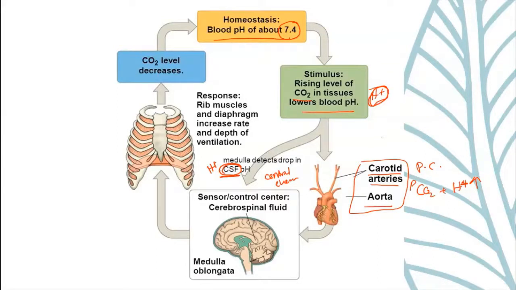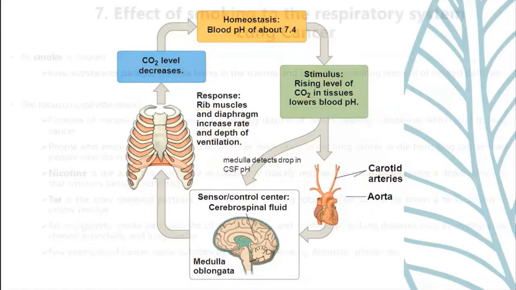Okay, so this is then sent to the respiratory center in the medulla oblongata, so that the corrective response will be carried out, which is to increase the rate and depth of breathing. Okay, so rib muscles and also diaphragm increase rate and depth of ventilation, breathing lah. So release or exhale more carbon dioxide to the atmosphere, so that your blood pH can be maintained or returned back to 7.4. Okay.